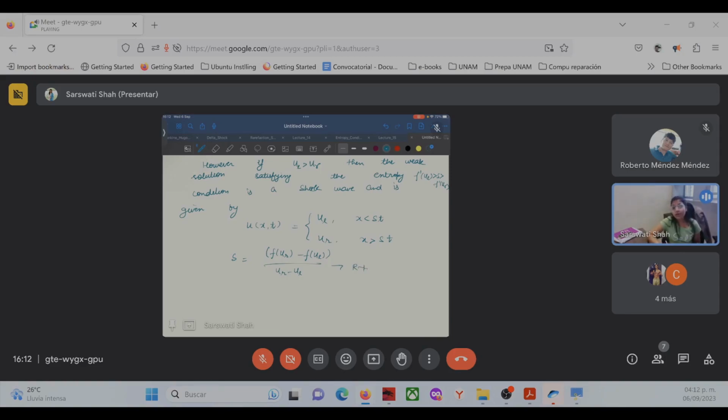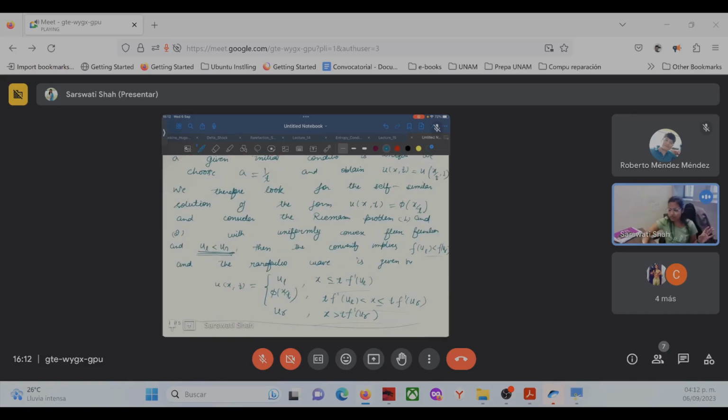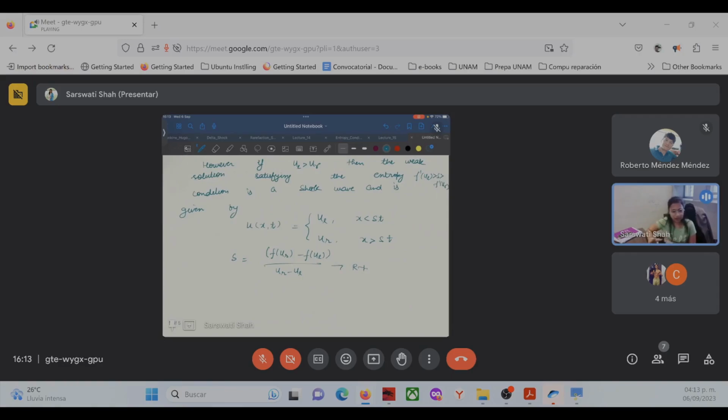So if you have a convex flux function, then if you don't want to go to the method of characteristics, still you can write the solution in this form. You can write the solution in this form using this theorem, or you can say lemma.